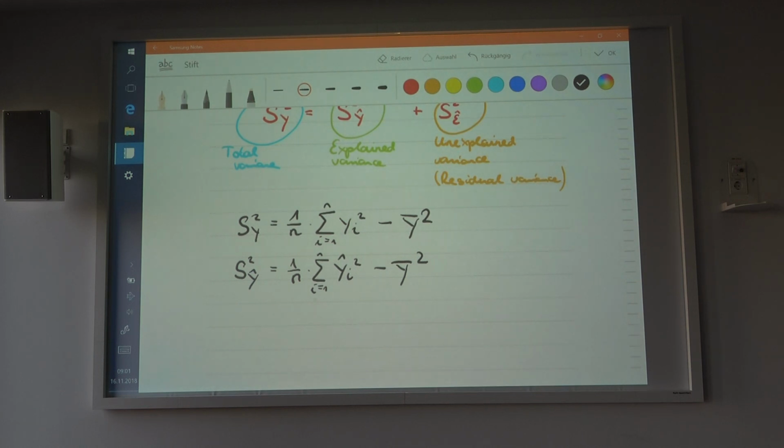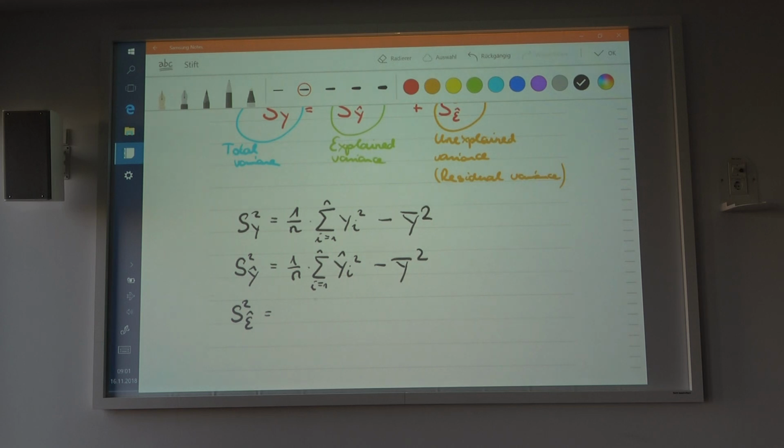And what is the variance of the residuals? Here you have the mean of the squares minus the square of the mean. So the mean of the squares is going to be equal to, and this is going to be the mean of the squares.